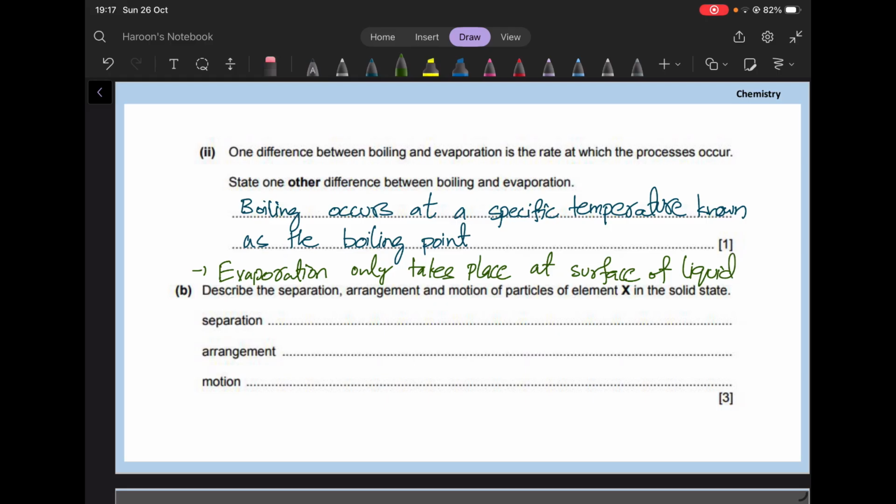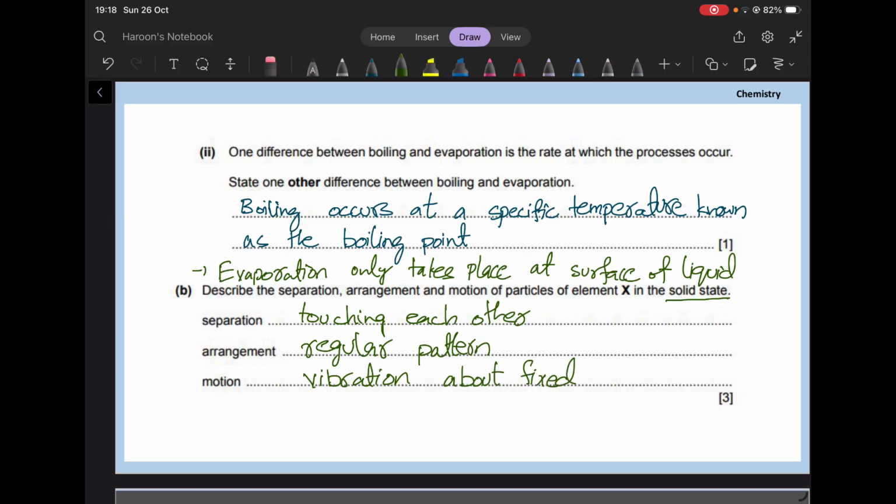Describe the separation, arrangement, and motion of particles in element X in a solid state. So we need to describe the solid state separation first. They are touching each other or they are close to each other. So we can just say touching each other. The arrangement is a regular pattern, regular arrangement. So we'll just say regular pattern. Motion, vibration about their fixed positions.